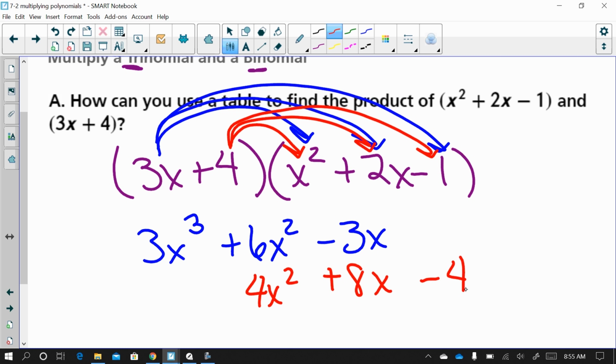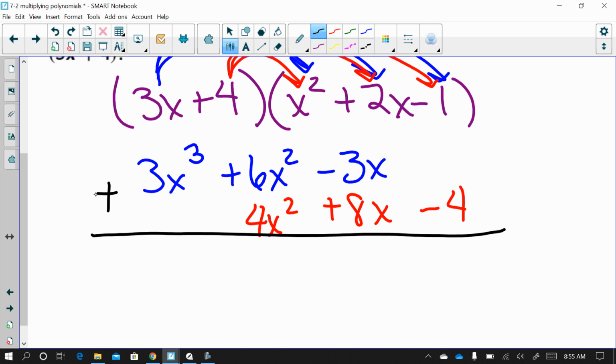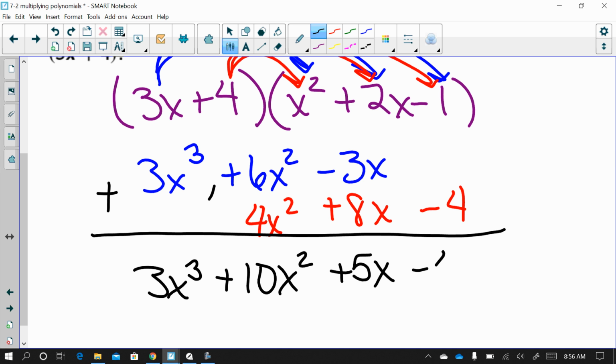Now I need to combine like terms. This is just as simple as adding straight up and down. 3x cubed. Add these two, so 10x squared. Add here, 8 minus 3 is a positive 5x. And then bring down the negative 4. And there is your answer. We have a trinomial times a binomial. That's all it is. Again, distributing like crazy.